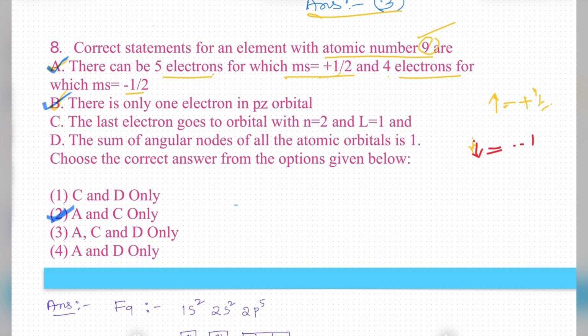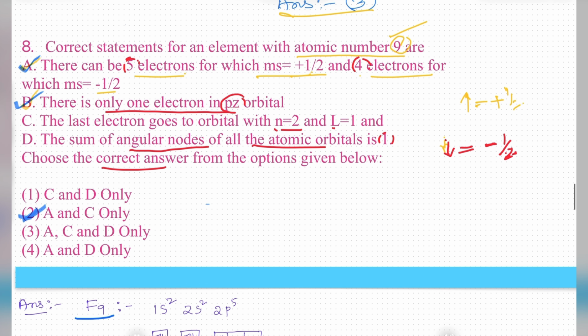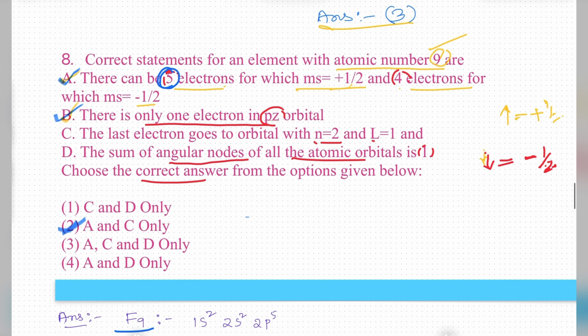Okay, students, see the next option. There is only one electron in the pz orbital. The pz orbital contains only one electron is given. We'll go for the explanation now. Write the electronic configuration: 1s2, 2s2, 2p5. 5 electrons can be up spin, that is ms equal to plus half. Right or not? Yes, 1, 2, 3, 4, 5. Correct.